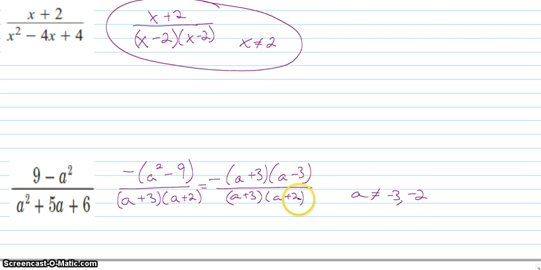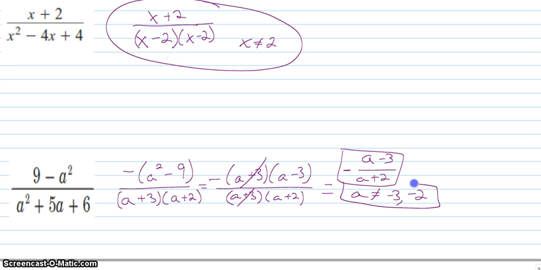Nothing changed with my excluded values as my denominator stayed the same, but both of these can cancel out. So I have an overall answer of negative a minus 3 over a plus 2. And it's really up to you. If you would like to distribute this negative to my numerator and my denominator, you can, or you could just leave it out in front.